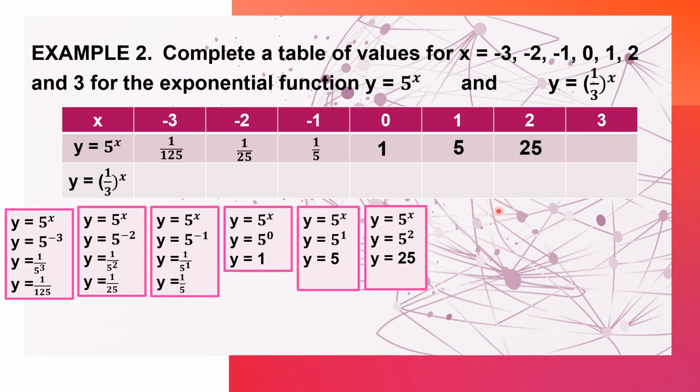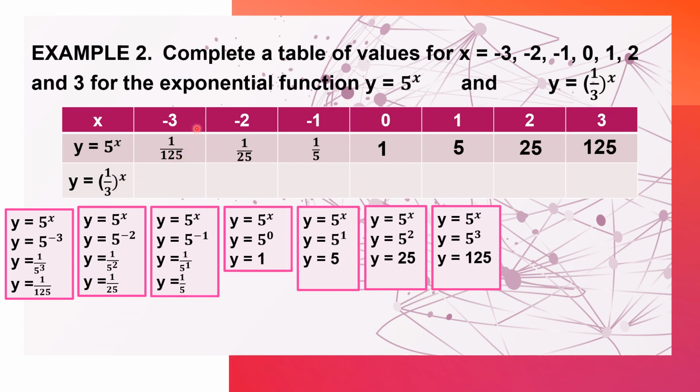And the last, if our x is 3, just change x into 3, then 5 raised to 3 is equal to 125. So if x is 3, our y here is 125. So this is now the representation of the function y equals 5 raised to x using table of values. So let's proceed to the function y equals 1 over 3 raised to x.